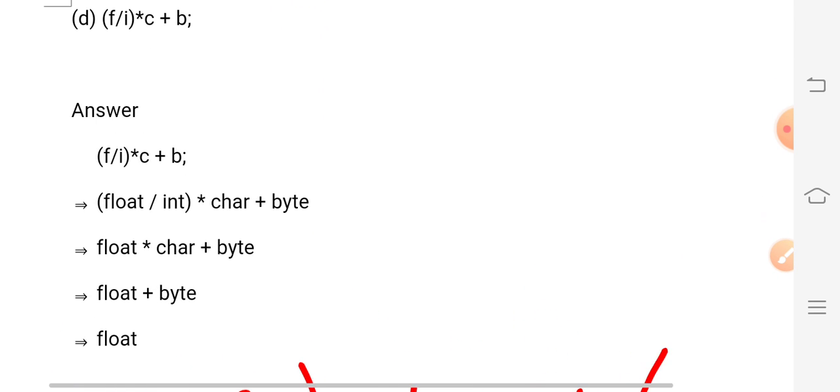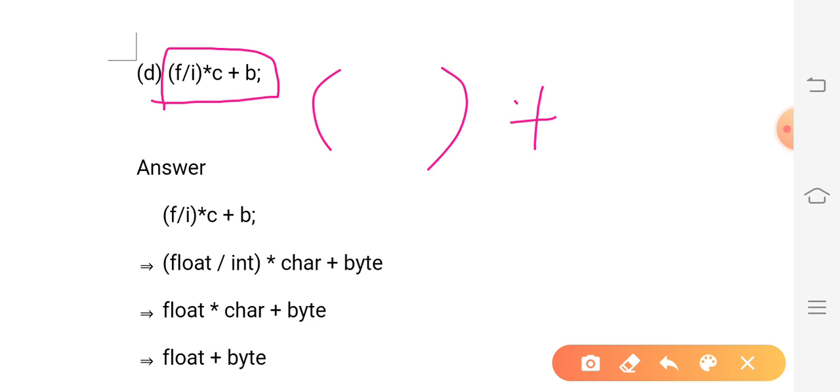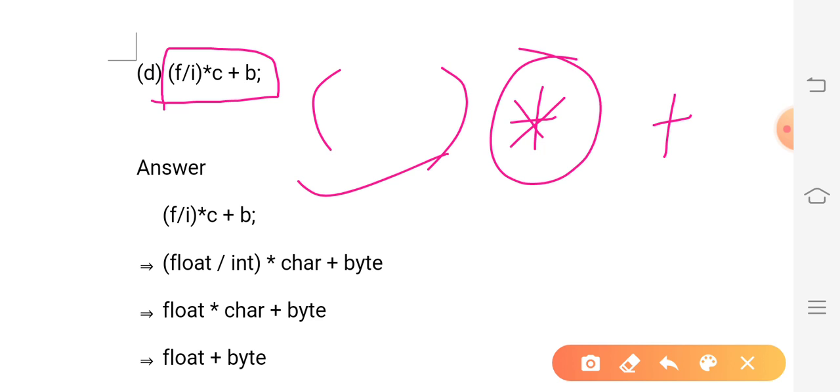D part. D part is your F divide I asterisk C plus B. This is the question here. Now as you know, bracket is having the highest precedence. तो bracket वाला आपका सबसे पहले solve होगा, ठीक है. उसके बाद बाहर क्या है आपके पास? One multiply and one is plus. So multiply और plus में precedence किसकी ज़्यादा है? Multiply की. So after solving bracket, multiply will be solved and after that plus.